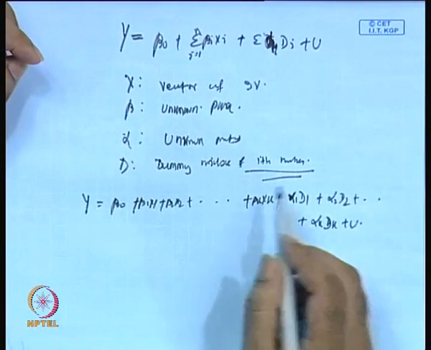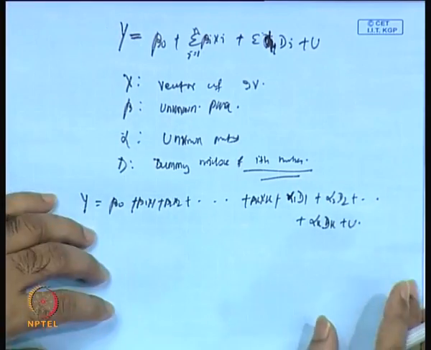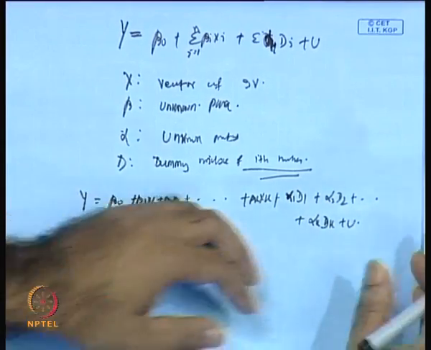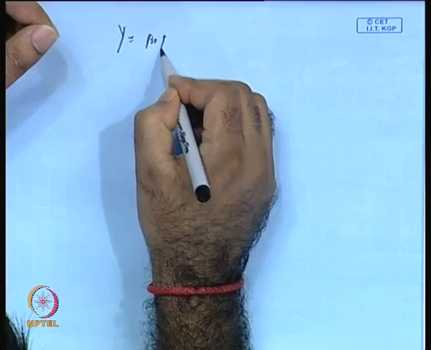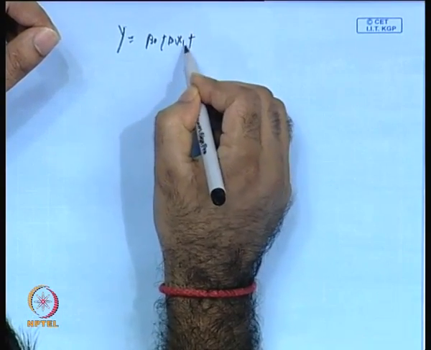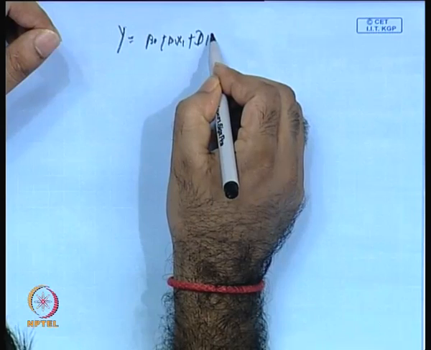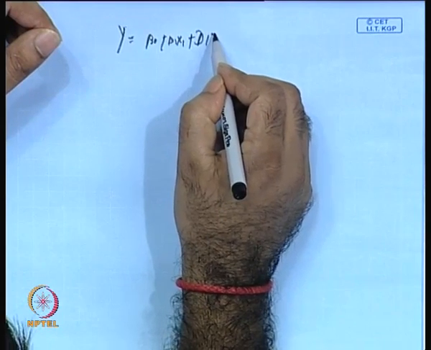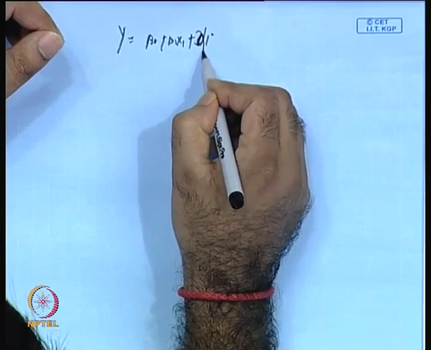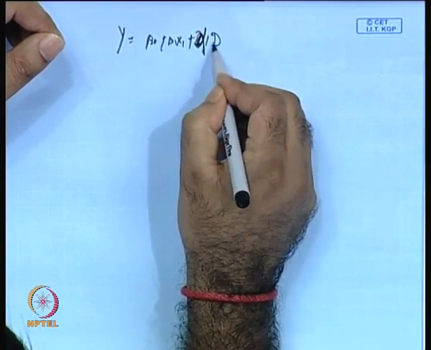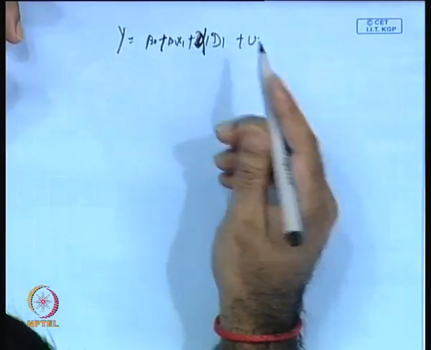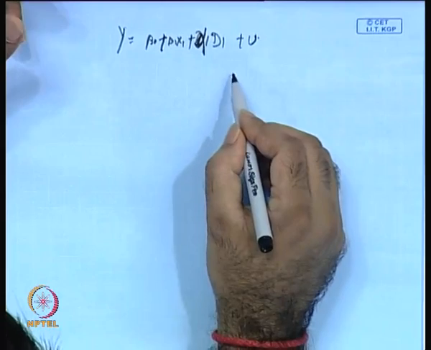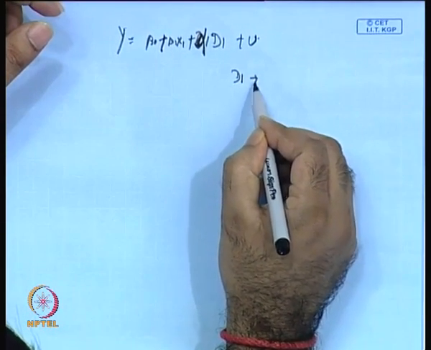So we start with a particular case. Let's say y equals beta 0 plus beta 1 x1 plus alpha 1 d1 plus u. Let's say here d1 is the dummy variable.